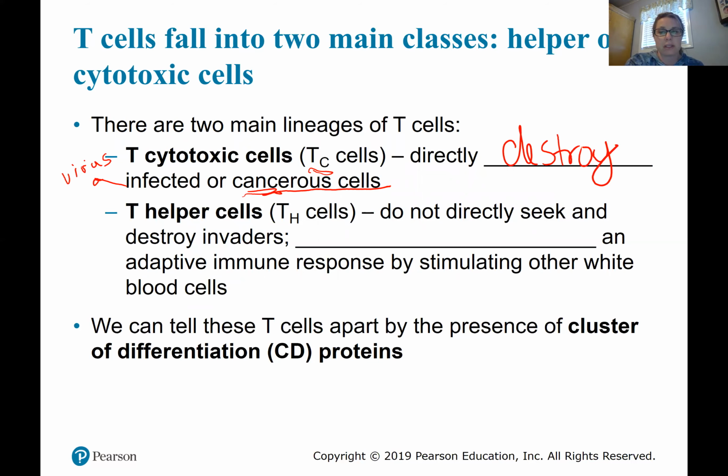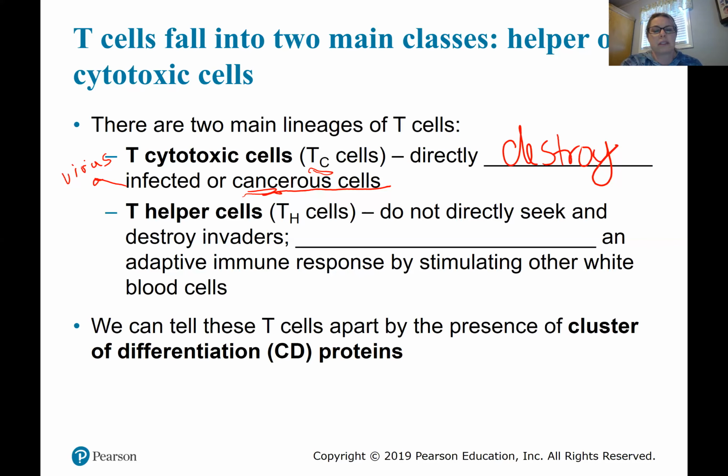So a cytotoxic T cell will say, "Ooh, my host's, my person's lung cell is infected. I'm going to take out that lung cell. I'm going to kill it along with the virus inside of it, and eliminate the infection that way." Because remember, when our cells are taken over by viruses, they're not doing their normal job anyway. So that's what cytotoxic T cells do: they destroy abnormal cells or infected cells that are part of our body.